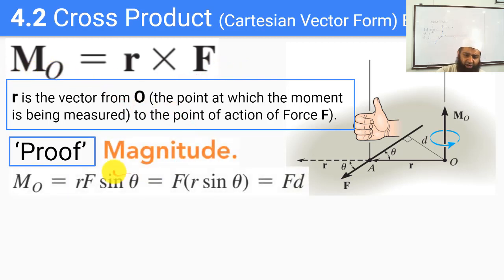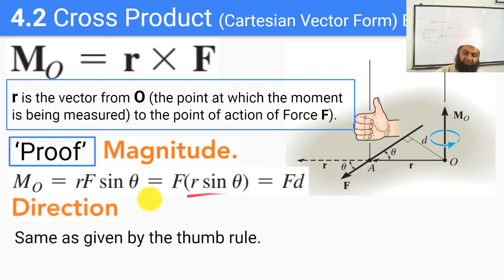And it's very easy to prove why this formula is correct. First of all, we look at the magnitude part. As we already saw, for the cross product the magnitude is the magnitude of the first times the magnitude of the second times the sine of the angle between them. In this diagram the angle is theta and the magnitudes are r and F, so we get r F sine theta. But r times sine theta is just this distance d, the perpendicular distance. So the magnitude part of this definition of the moment of the force is the same as our previous definition. The second is the direction part, which is given by the thumb rule, the same rule we used when we were using the scalar form of the moments.